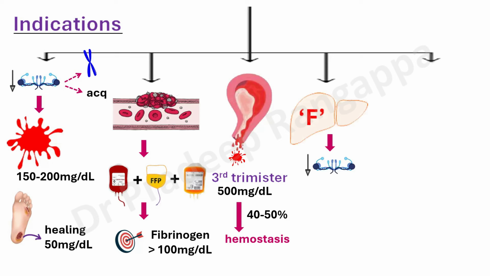And the fourth typical clinical scenario we see is liver transplant patients or liver failure, where there is reduced fibrinogen level in the blood.